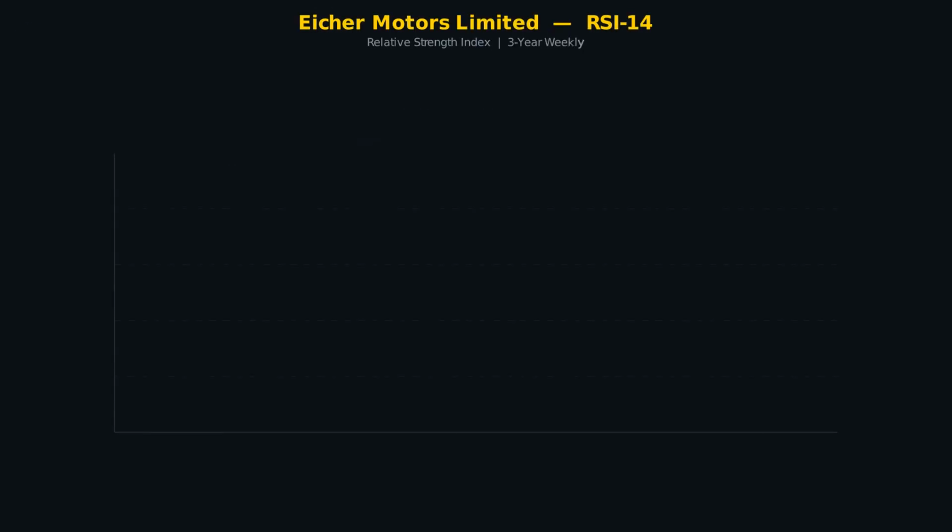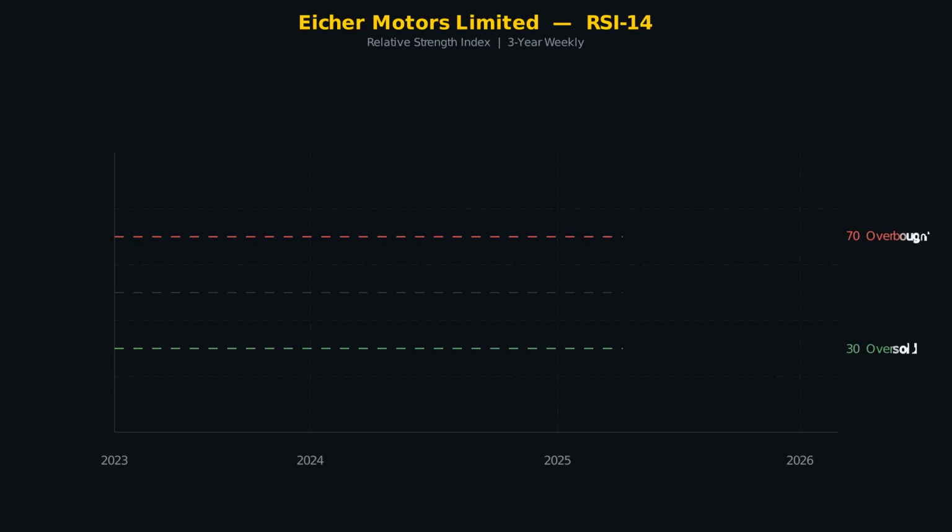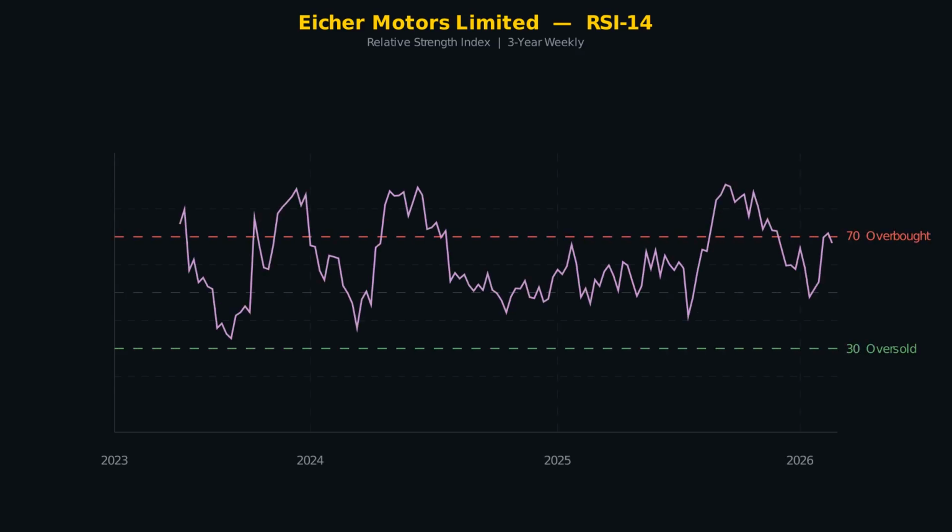Here is the RSI chart for Eicher Motors Limited over 3 years. The red dashed line at 70 marks overbought. The green dashed line at 30 marks oversold. The current RSI reading is 59.9. RSI is in neutral territory. Momentum is balanced between buyers and sellers.